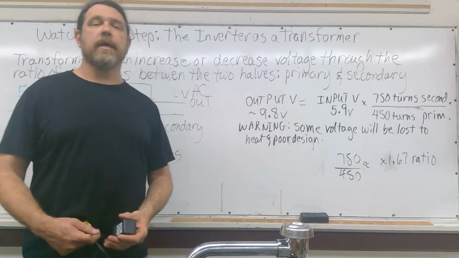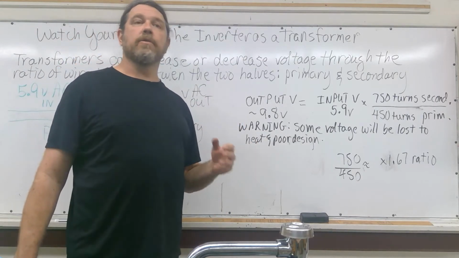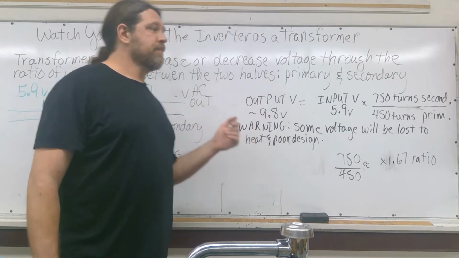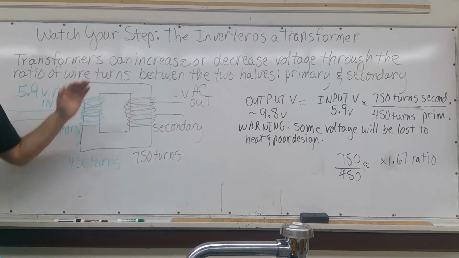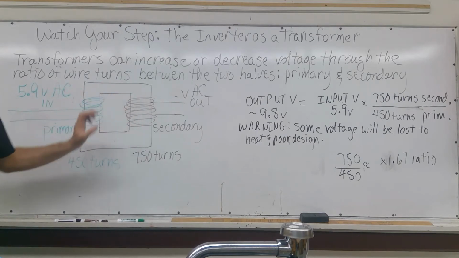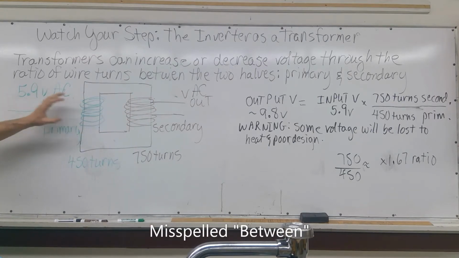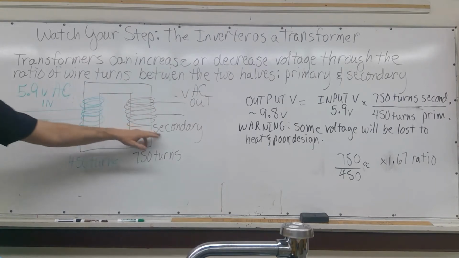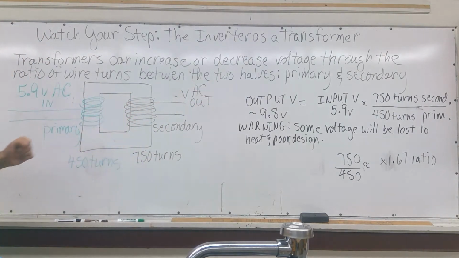So let's take a look at how stepped up transformation works with these inverters that we see in our solar arrays. Transformers can increase or decrease voltage through the ratio of wire turns between the two halves of the transformer, known as the primary and the secondary. The primary is the side where the voltage is coming in. The secondary is the voltage that's going out to the load.